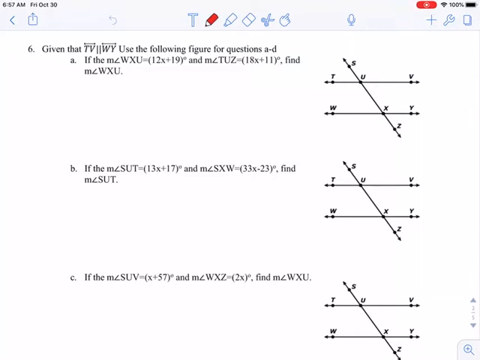Okay, students, so we're back and we're here with more math. Hooray.